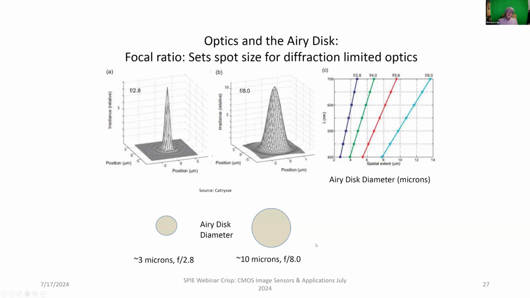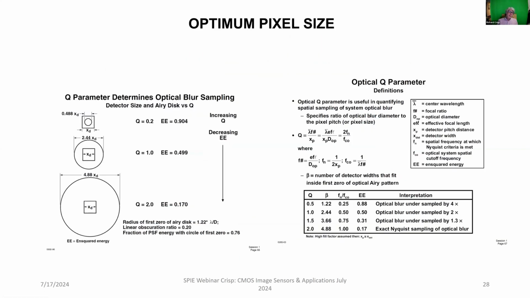You can control the diameter of that Airy disk by varying the focal ratio of the lens. And then the trick is, how big do you want to make the optical spot as a function of the pixel diameter? Without going through the math, let me just say that if your pixel size is 1 over 4.88 times the diameter of the Airy disk, then you'll be at exact Nyquist sampling of the optical blur. So that's what you should strive to do if you can.